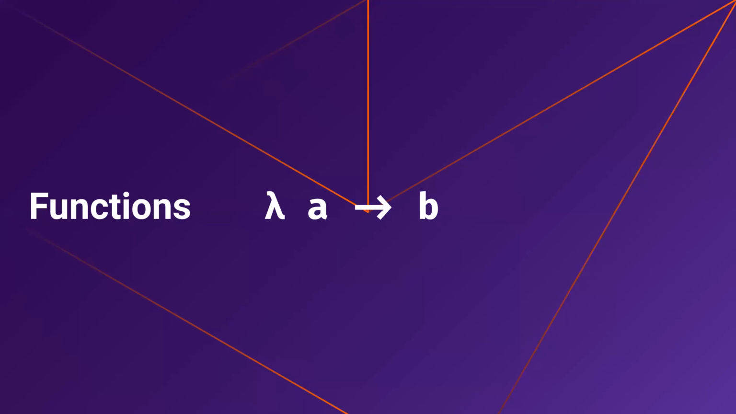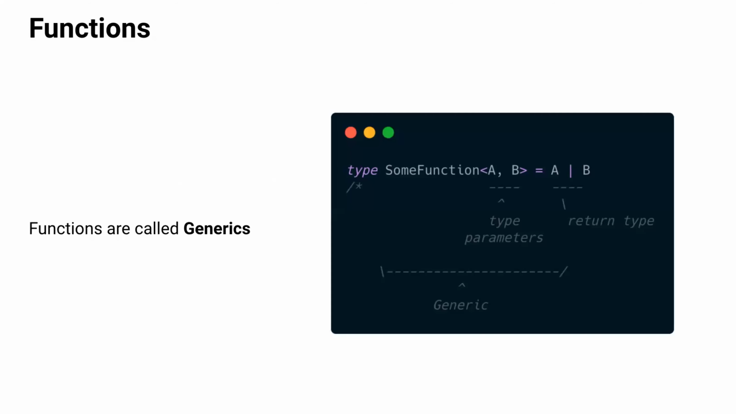Okay, so let's move on to functions. So in TypeScript, functions are called generics. So they're defined like this. You have this type keyword and the name of your function, and then some parameter and some code. This is called the type parameters. This is called the return type. All of this is a generic, pretty basic.